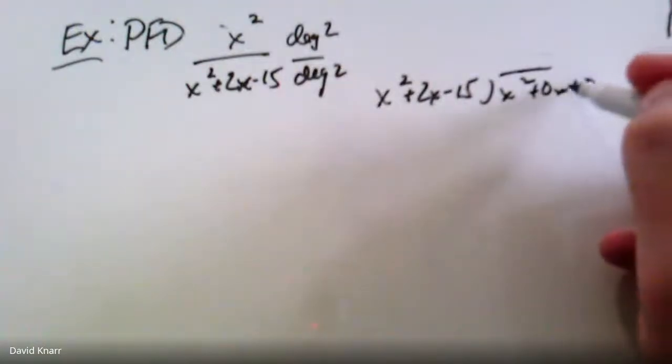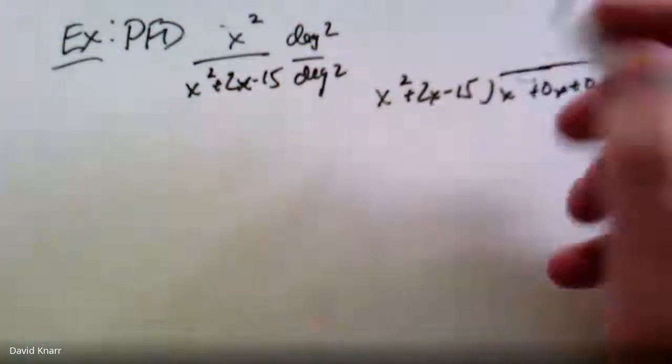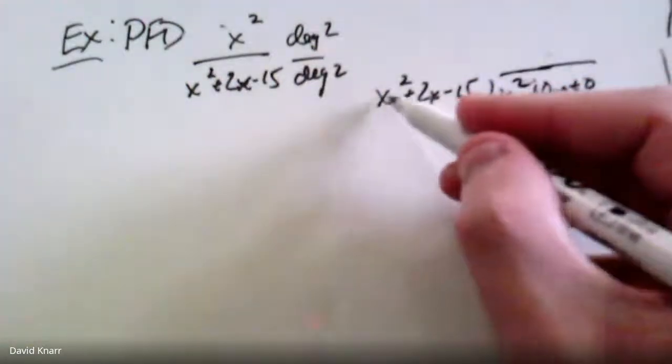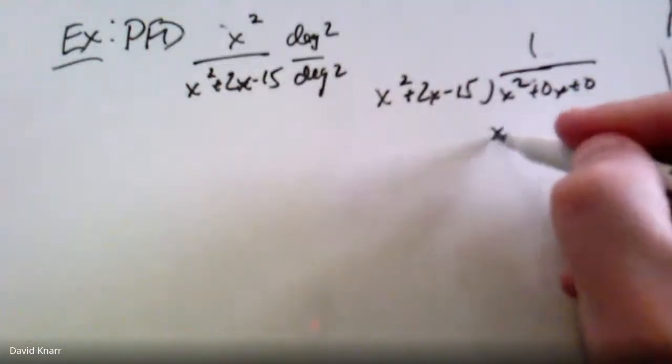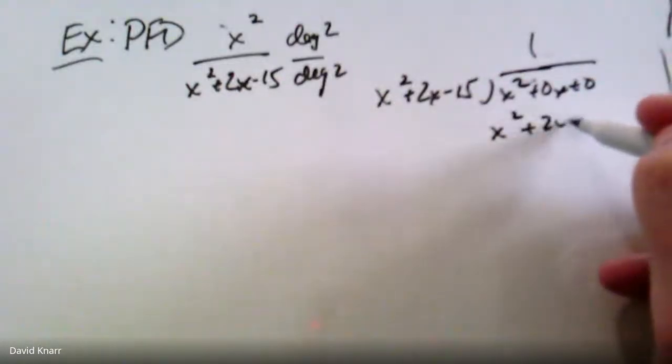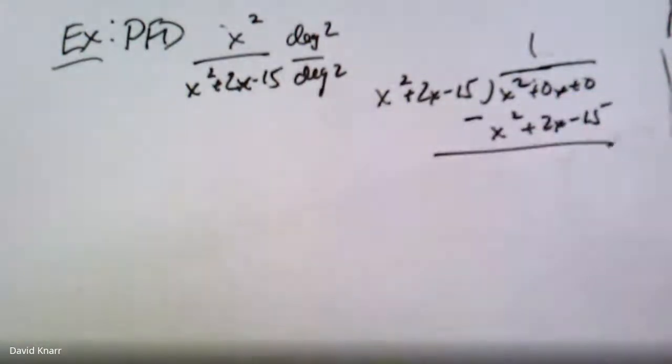So we're going to put a 0x and a 0 there in case we need it. So let's make that a square. So now x squared goes in x squared one time. 1 times x squared is x squared. 2x times 1 is 2x. -15 times 1 is -15. And now we're going to subtract whatever we put here.